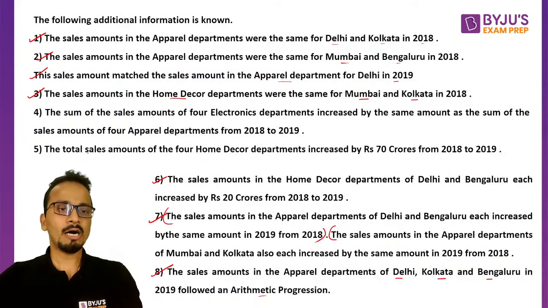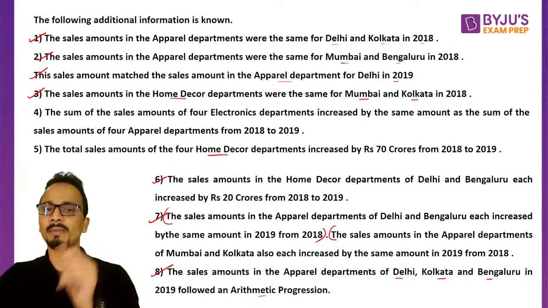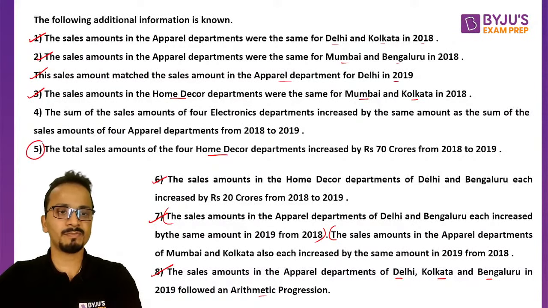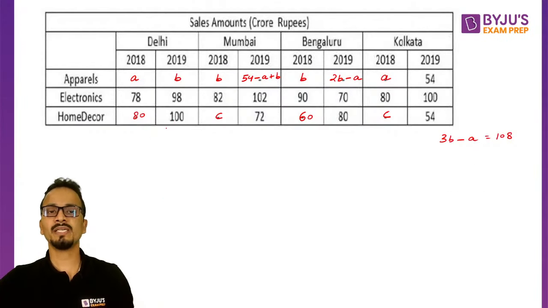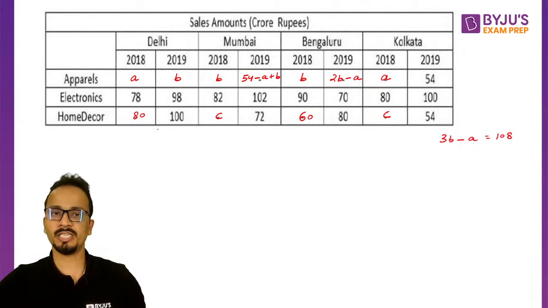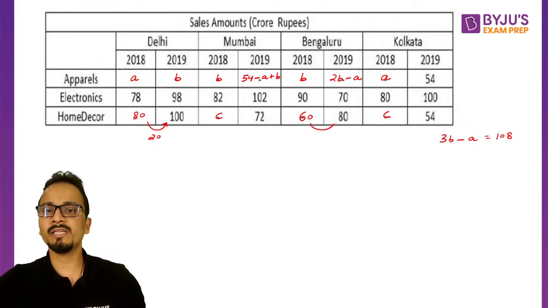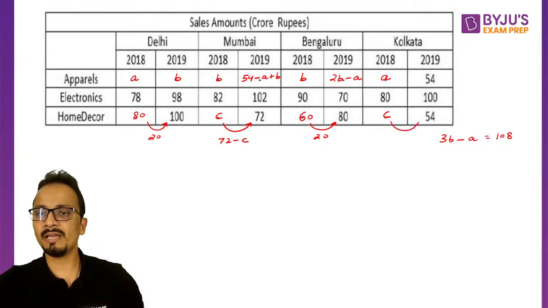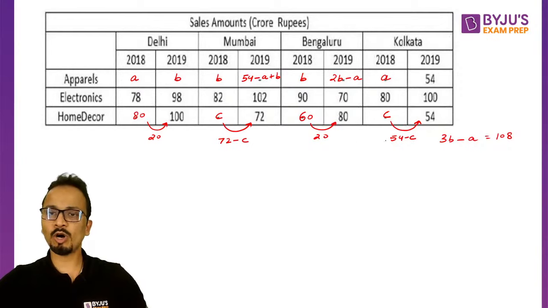Now I'll talk about home decor department. Statement number 5. The total sales amount for 4 home decor departments increased by 70 crores. So home decors में total increase 70 crores का होना चाहिए. Here the increase is 20. Again the increase is 20. In this case the increase is 72 minus C, and here the increase is 54 minus C. Now the sum of all these 4 increases should be equal to 70.